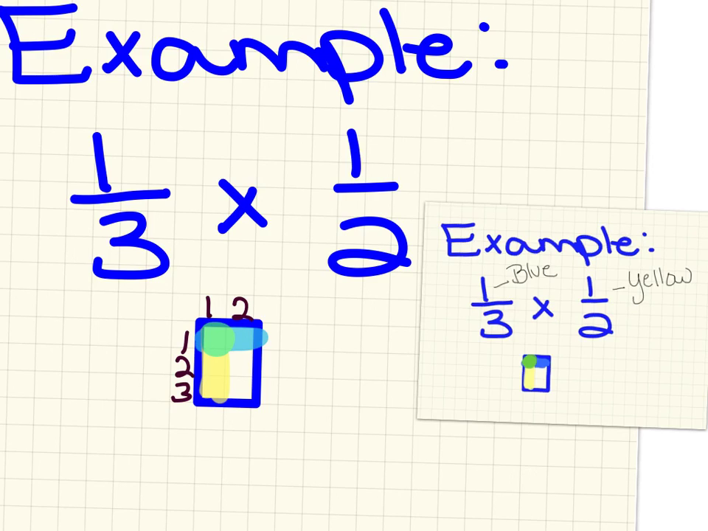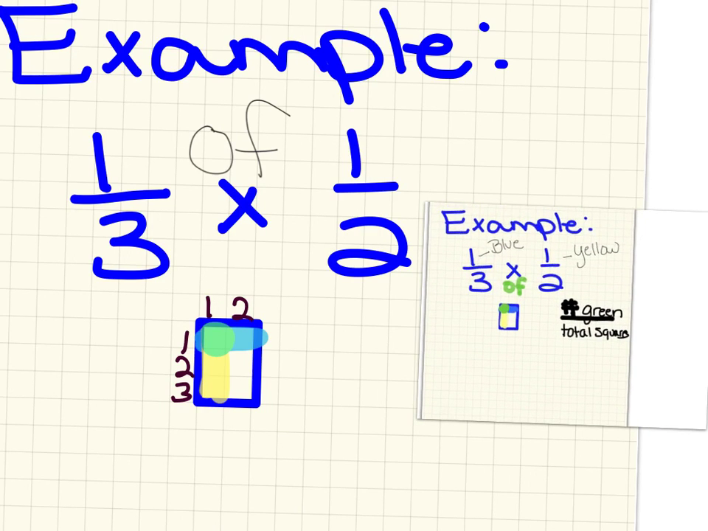The times sign also means of. I'm asking you to find what is 1/3 of half of a cake. How much is that? Now here's where the tricky part comes in, getting the answer. Our answer is going to be a fraction. The number of green squares is my numerator, and the denominator is total squares. So let's look at this and try to write this down.